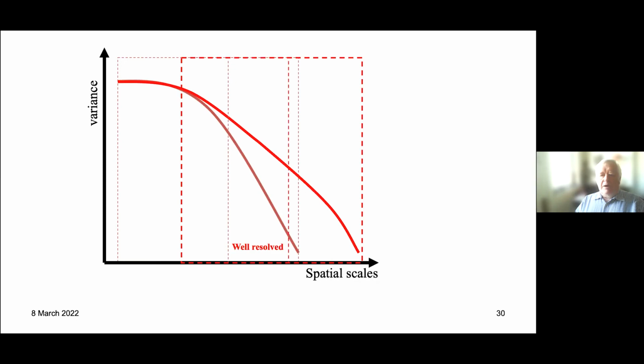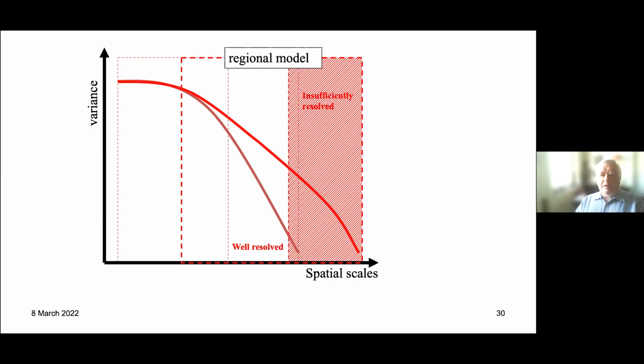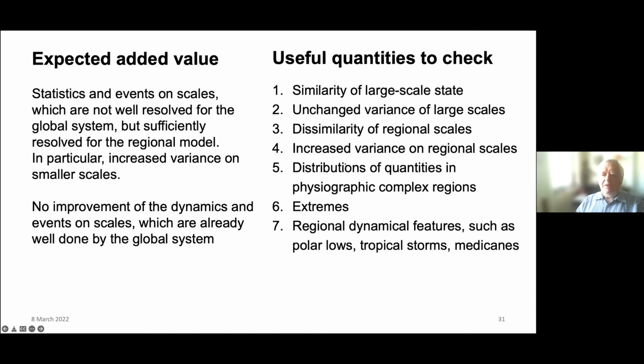And the dynamical part, that is when, here in this part, we apply the spectral nudging. So here, the system should not deviate, but we should have the added value here, while this is somewhat questionable.